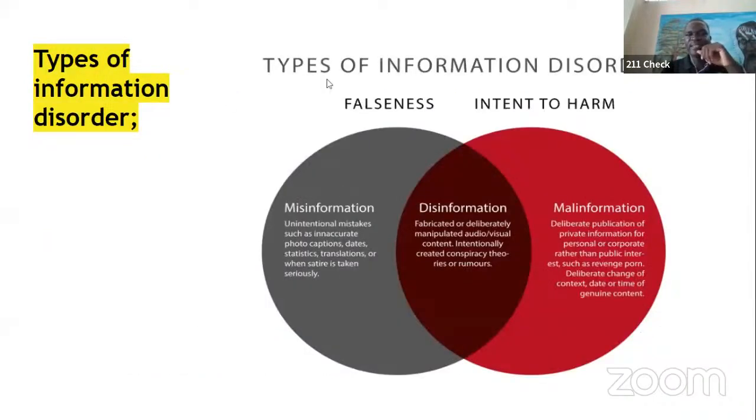And then I already explained these types of information disorder earlier on. This is just a review. You should know that we have falseness and the intention to harm, where we have misinformation, which are unintentional mistakes, such as inaccurate photo captions, dates, statistics, translations, or when satire is taken seriously. And then we have disinformation, which is fabricated or deliberately manipulated audio-visual content, intentionally created conspiracy theories or rumors. And then we have malinformation, which is the deliberate publication of private information, personal or corporate, rather than in the public interest, such as revenge porn, and which is also the deliberate change of context, date or time of genuine content. So this is malinformation.